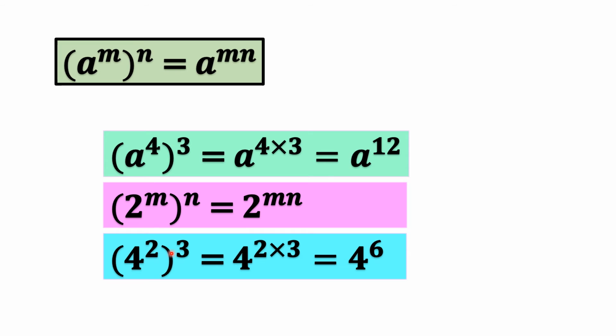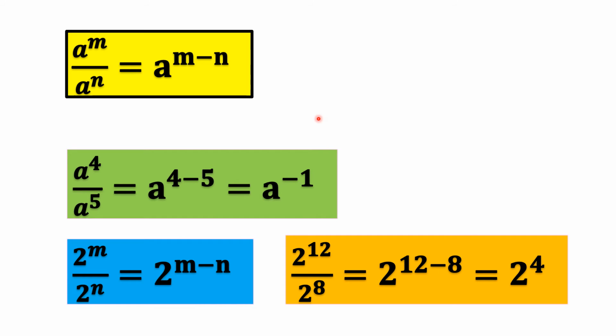So likewise, look at all numbers: 4 squared, the whole raised to 3. Instead of finding out 4 squared and then finding out the cube of it, what do you do? 4 raised to 2 into 3. 2 into 3 is 6, so 4 raised to 6, right? So this is how we solve questions using this formula, okay? Now all these formulas need to be learned by heart, properly thorough inside your mind, only then you'll be able to do the questions in your exams, okay?